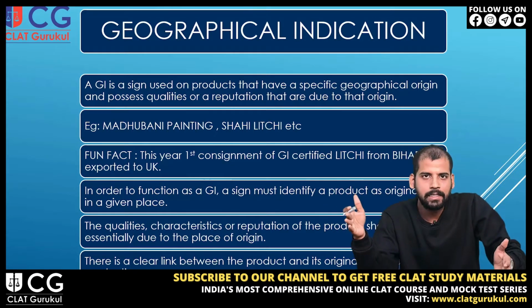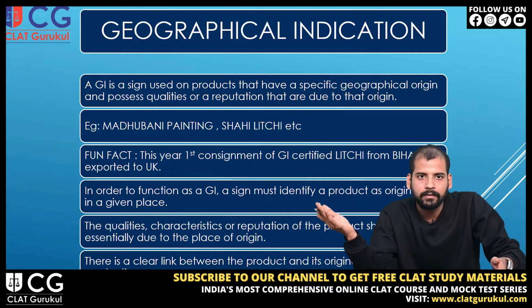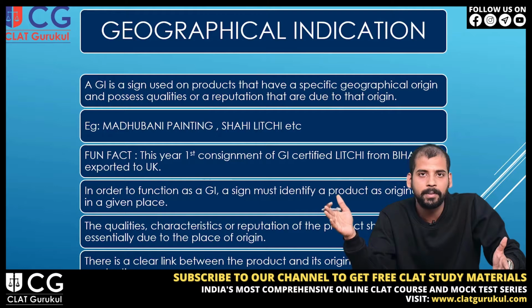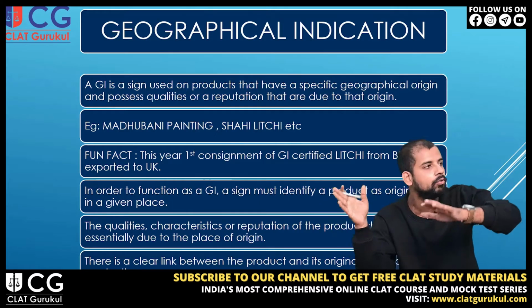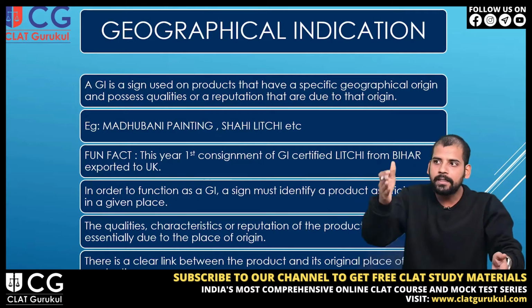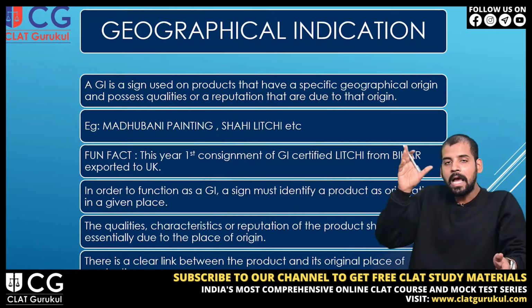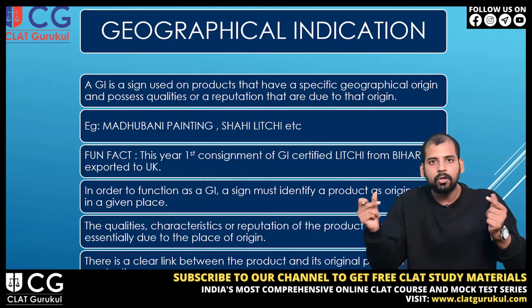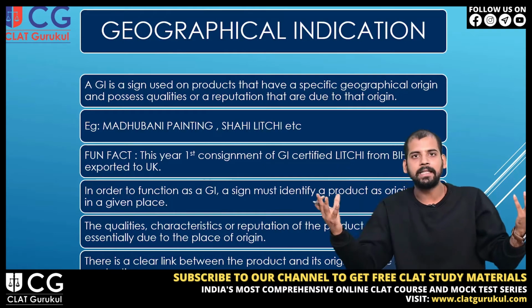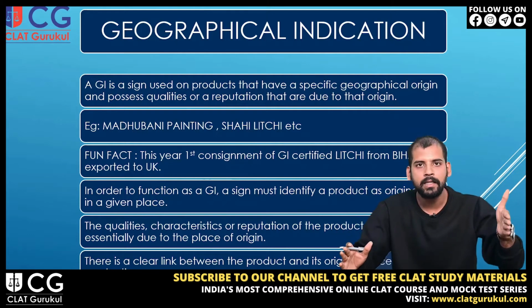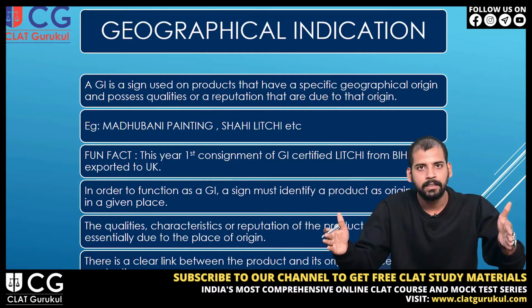For example, I'll give you an example like Madhubani painting. So when you hear these sort of things like Madhubani paintings, you just relate this aspect to Bihar. Why? Because it is a GI certified tag. So these things are relevant because you just got to know the product and the place. There's a link between the product and the origin of the place, right?